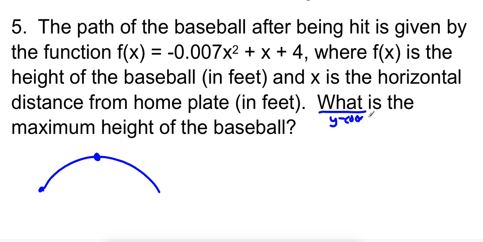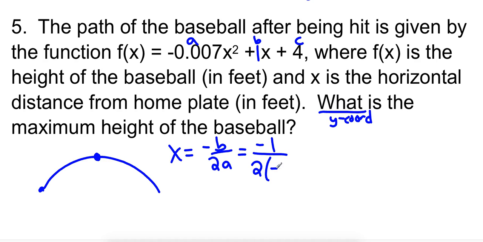How high is it? Now, in order to find that, we need to know where it is. So this happens at the vertex. Well, how do we find the vertex? The vertex is at x equals negative b over 2a. So let's plug that in from our equation. Here's our a. b is 1, that's c, which we don't really need. So we have negative 1 over 2 times negative 0.007.